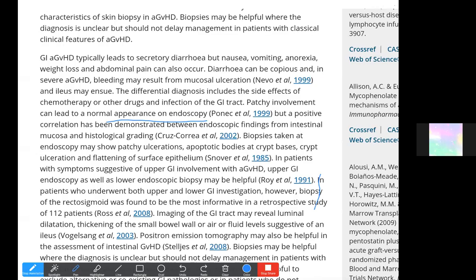So in the case of skin, the findings would not actually have any relevance to the severity, or would not actually add much to the prognostic part. But in the case of GI endoscopies, the extent of involvement of the GI tract has a positive correlation with the grading as well. So the biopsies taken at endoscopy may show just patchy ulceration and progressing onto apoptotic bodies.